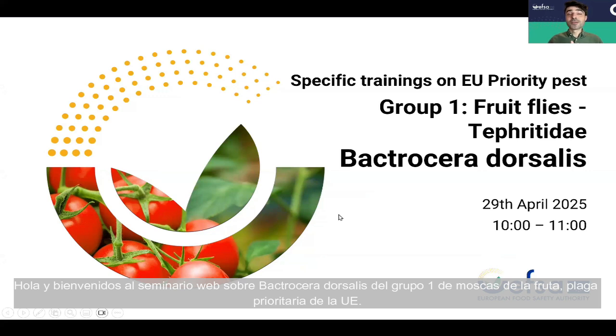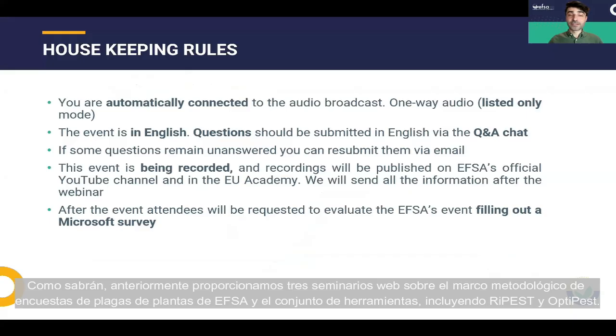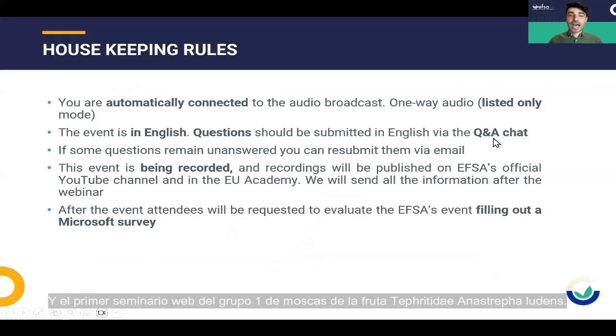Hello, welcome to the webinar on Bactrocera dorsalis of the Group 1 Fruit Flies EU Priority Pest. As you might note, we previously provided 3 webinars on the EFSA plant pest survey methodological framework and the toolkit, including the RIPEST and the OptiPest, and the first webinar of the Group 1 Fruit Flies, Tephritidae, and Anastrepha ludens.